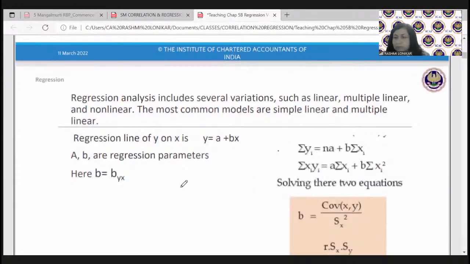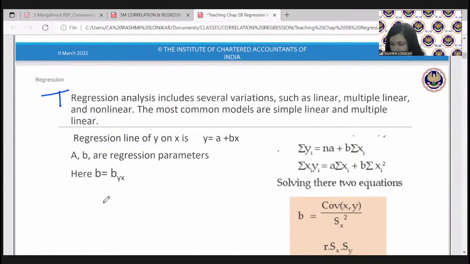Regression analysis includes several variations such as linear, multiple linear, and non-linear. The most common models are simple and multiple linear. Again, this is a theory question. Now we have talked about byx, that is the equation. In the equation, y is the dependent variable and x is the independent variable. Then we have what are known as the normal lines, and we are going to talk about that.